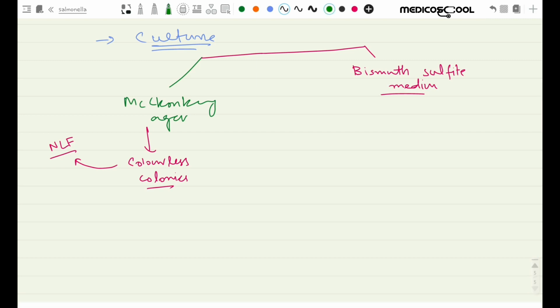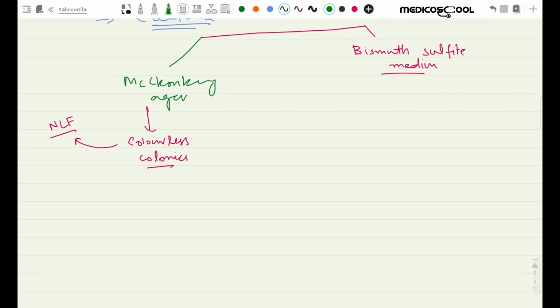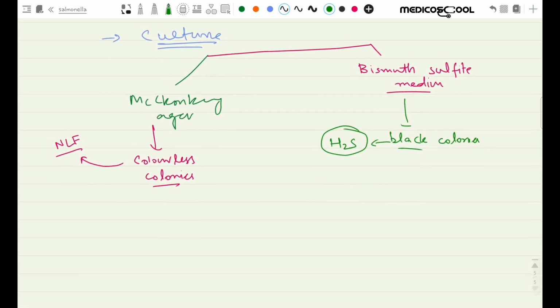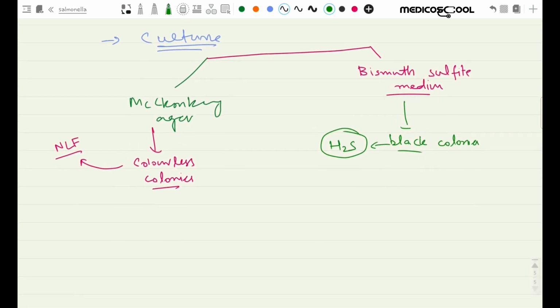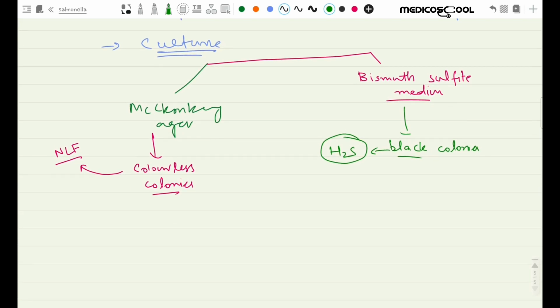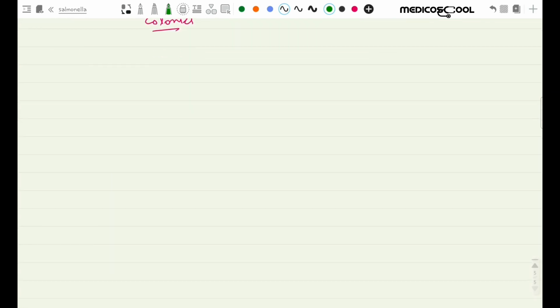And in bismuth sulfide medium, there will be formation of black colonies. These black colonies are mainly due to H2S production, because Salmonella species all produce H2S, so they will form black colonies on this bismuth sulfide medium. This is the characteristic of the Salmonella species.